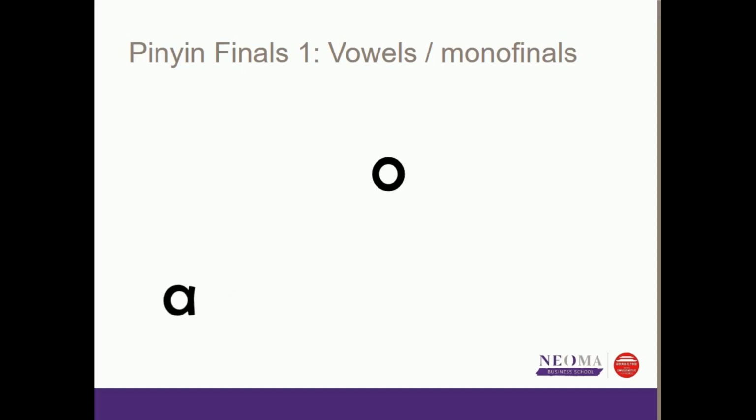Second one, o. Fourth one, e. Fifth one, make your lip round and small, u. And this one also make your lip round and small, ü.